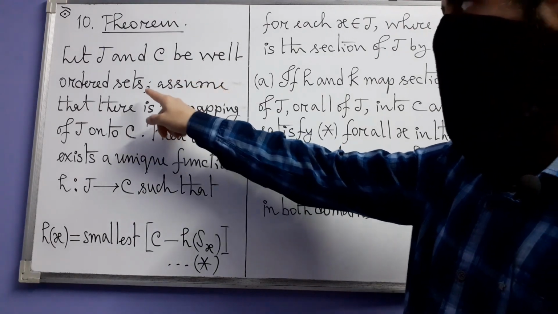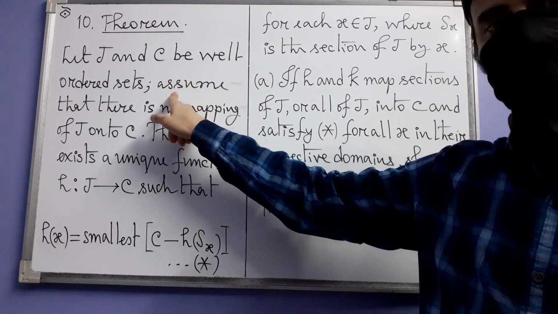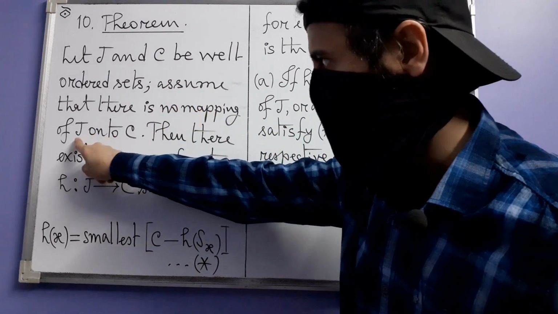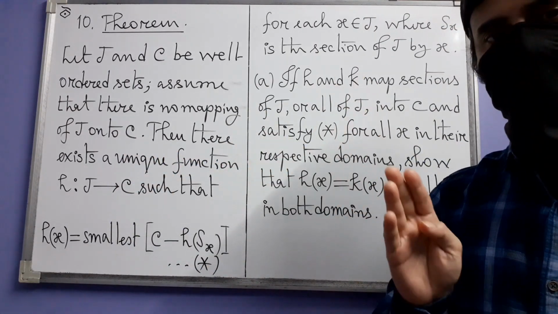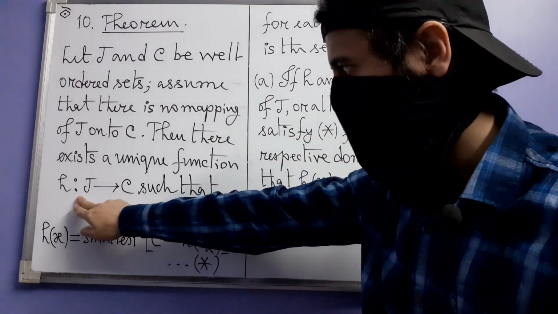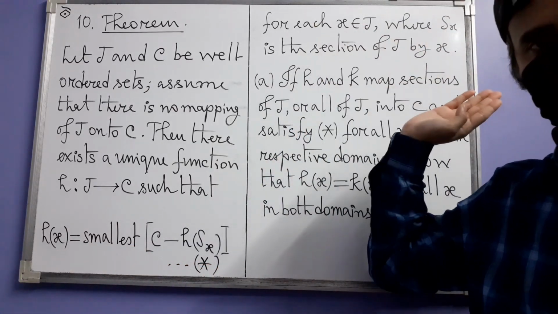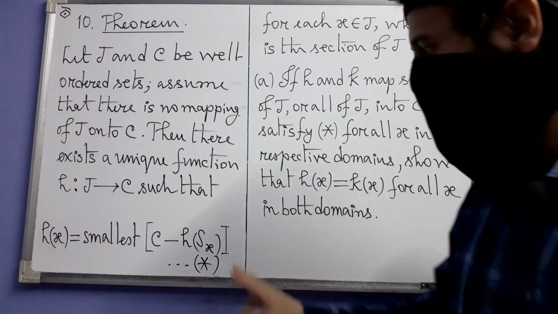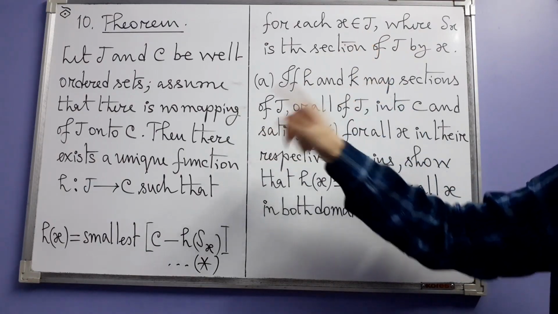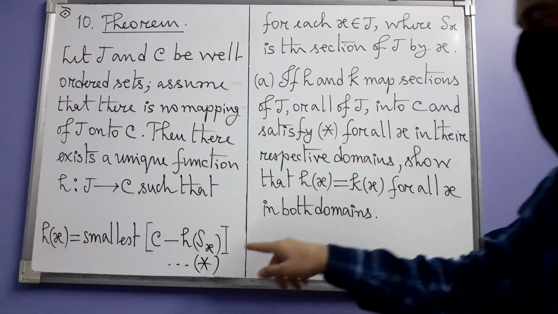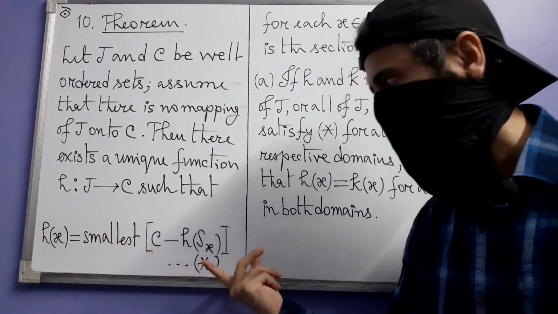There are two well-ordered sets J and C, and there is an assumption on them that there is no function that maps J onto C. Then we have to prove that there exists a unique function h from J to C such that this is true. What is this? You take any element x in the domain J of the function h, then the value of the function h at that element is this.